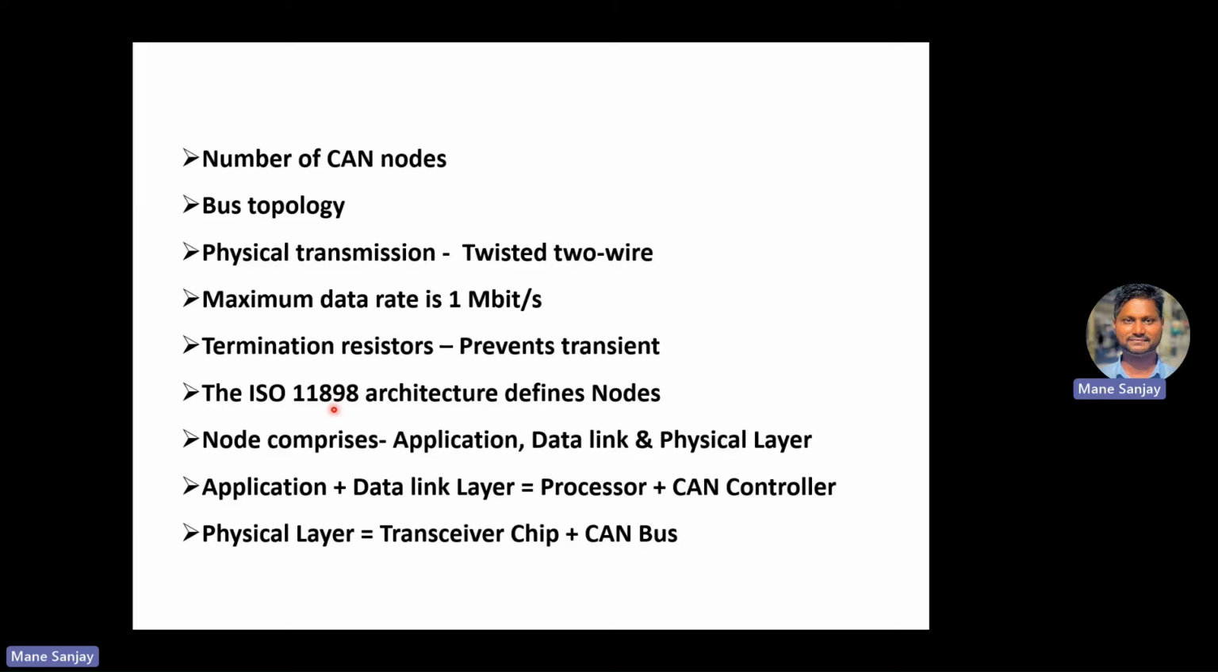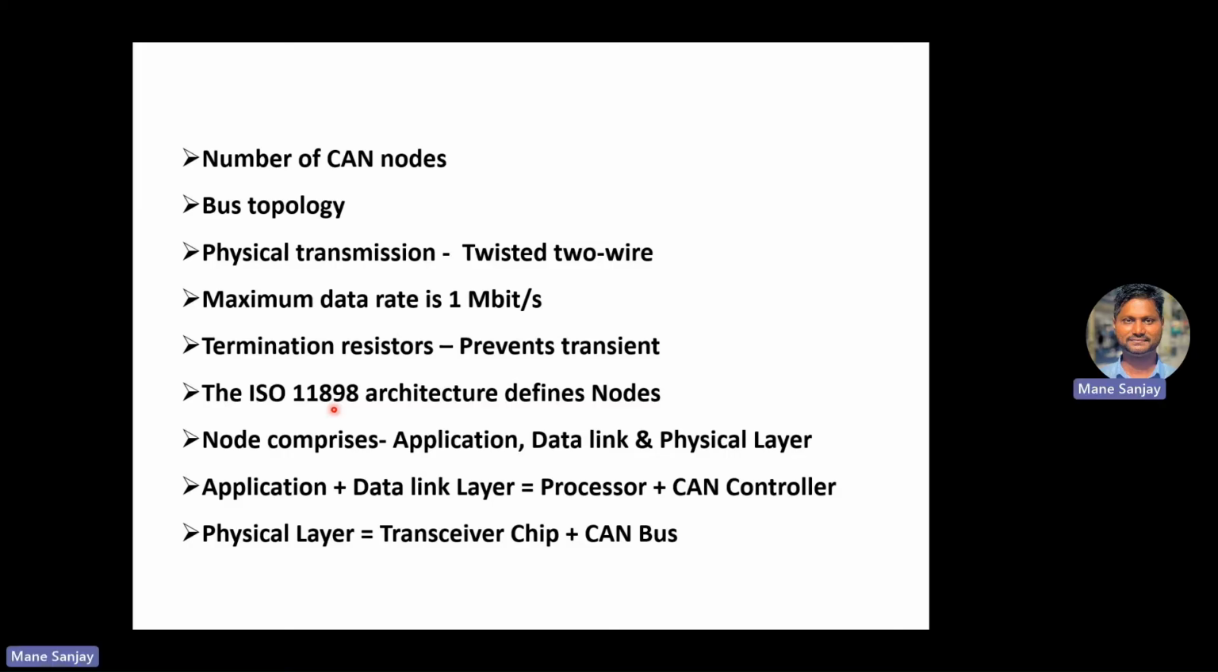You can put 3, 4, 5, and in current vehicles, more than 20, 25 ECUs are connected over a CAN. It's a bus topology, a very simple topology, with a main backbone, and on these stubs you can connect the different ECUs. Physical transmission is over twisted two wires, only two wires, a twisted pair. You have to twist it to avoid the signal reflection. I will cover what the signal reflection is in the coming slide.